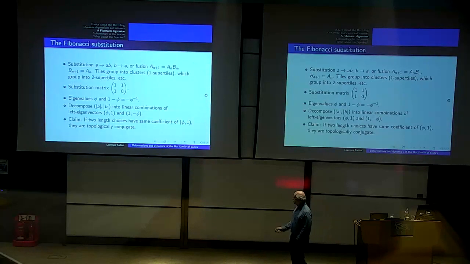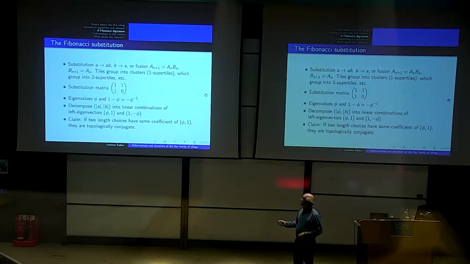So it's a substitution tiling, which you can think of as replacing A with AB and B with A. Or you can think of it as a fusion tiling, where you have groupings that are bigger and bigger. At the n plus first stage, the n plus first grouping of type A is built by taking an nth order grouping of type A and concatenating it with an nth order grouping of type B. And the n plus first order grouping of type B is just A. Okay. So everything builds into bigger and bigger clusters.